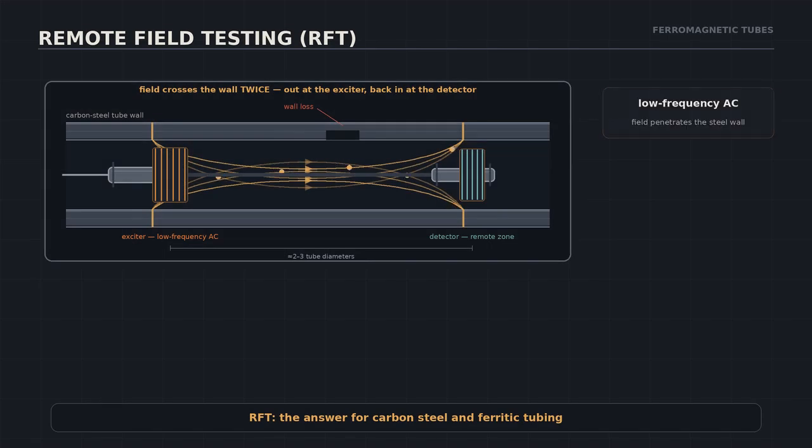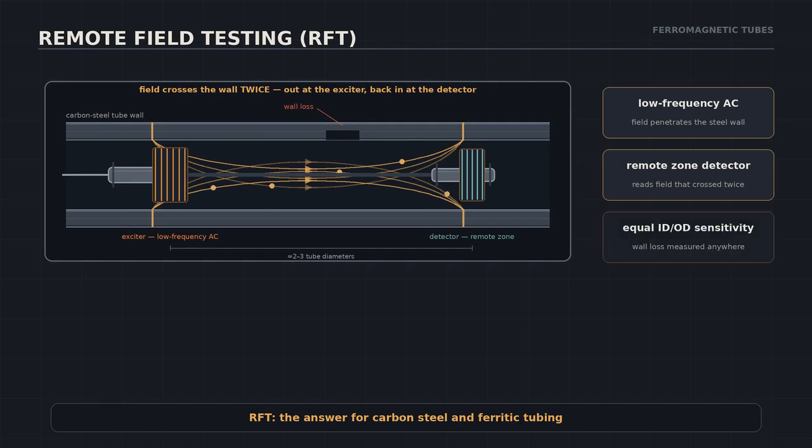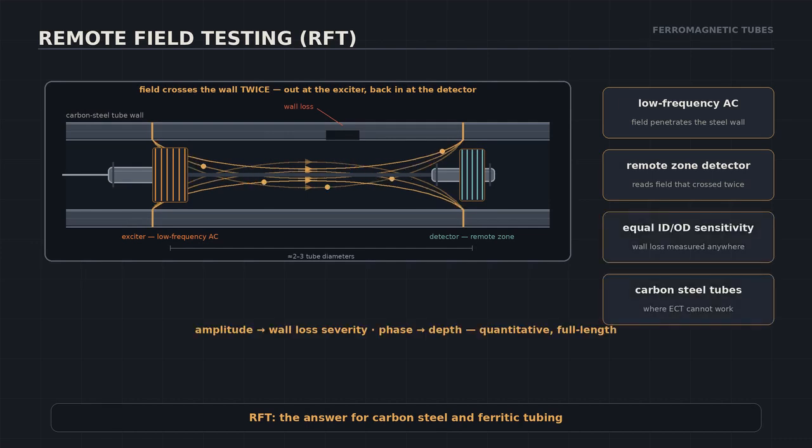For carbon steel, remote field testing. RFT uses a low-frequency exciter coil and a detector coil placed far away, in the remote zone, 2 to 3 tube diameters downstream. The field from the exciter crosses the tube wall, travels along the outside of the tube, and crosses back in at the detector, a through transmission path, crossing the wall twice. Metal loss anywhere along that path changes the amplitude and phase the detector sees.